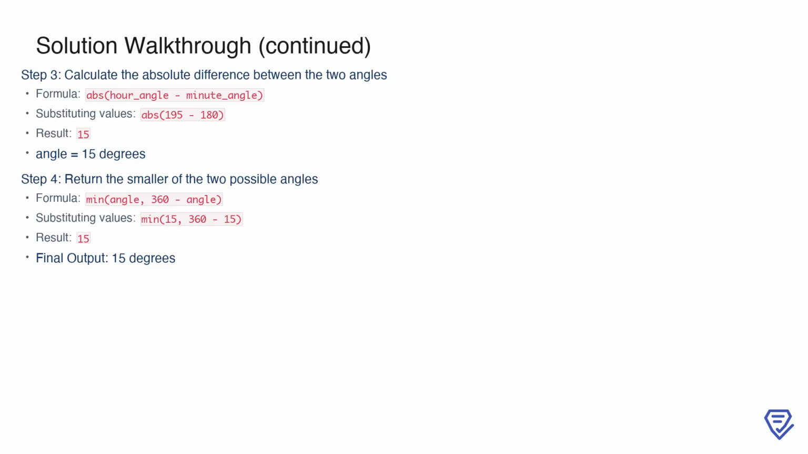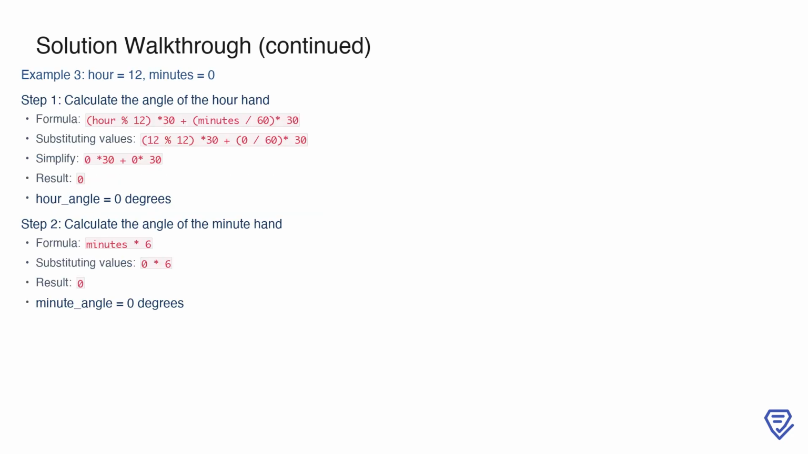To find the smaller angle, we use the formula min(angle, 360 - angle). Substituting 15 for the angle, we calculate min(15, 360 - 15), which simplifies to min(15, 345). The smaller angle is 15 degrees. Therefore, the final output for this example is 15 degrees.